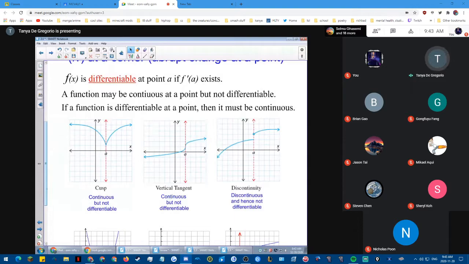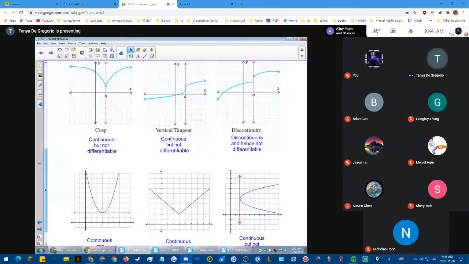These are all continuous functions, but they might not be differentiable. If a function is differentiable at a point, then it must be continuous. So what is this saying? Just because a function is continuous doesn't mean that it's differentiable at every single point. Doesn't mean that the slope is defined at every single point. But if you can take the derivative, if the slope is defined, automatically the function is continuous. Okay? All right, so here are all the examples.